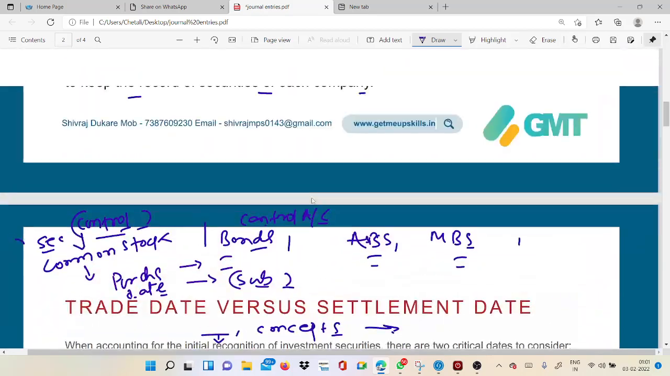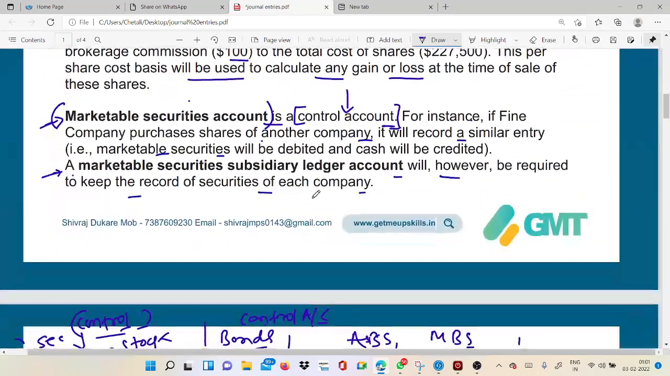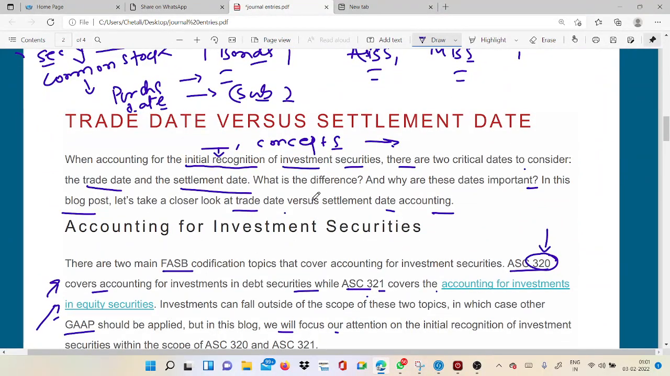Okay, then we are done with this, and I'm sure once you have gone through this session, you will have a good understanding of trade date versus settlement date. I'll provide the link for the material as well, so you can download this PDF and keep it with you for future reference.